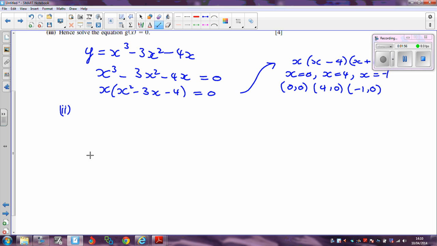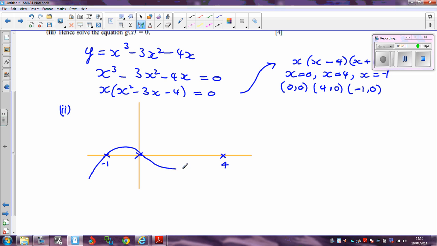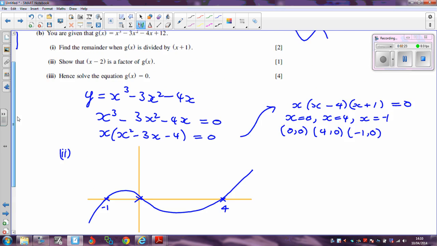Let me just draw an axis. So here's my x-axis, here's my y-axis. Where the graph cuts, it cuts here at 0, 0. It cuts here at minus 1, 0. And it also cuts here at 4, 0, which means the shape of the graph must be something like this. Okay, so that's the graph of y equals f of x.